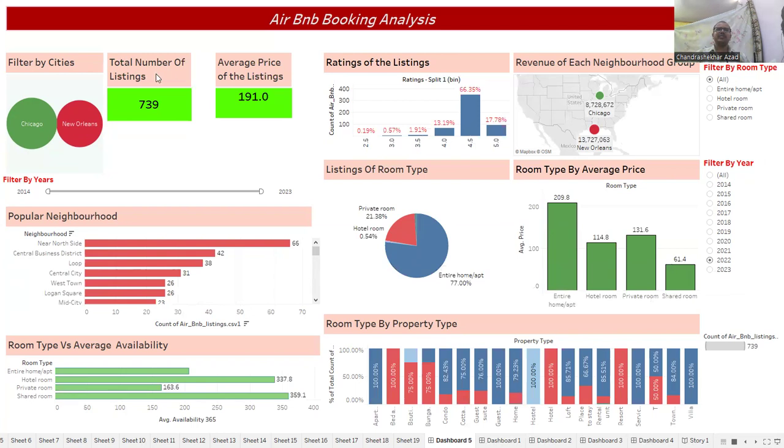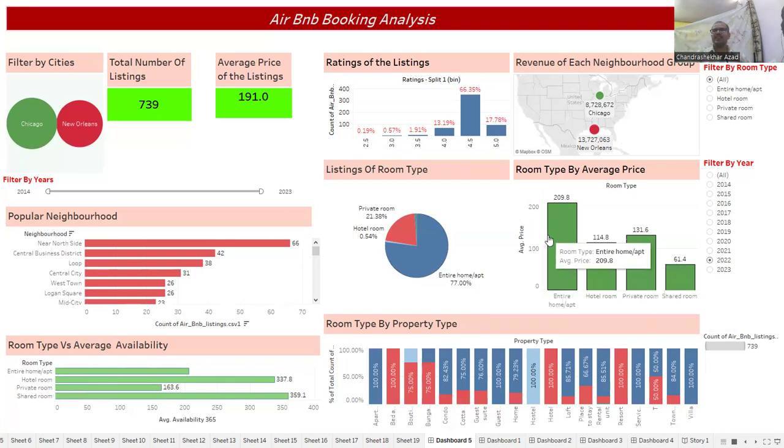If we talk about the year of 2022, the total number of listings here is 739. The average price decreases to 191. Here also New Orleans city contributes most of the revenue. Most popular neighborhoods are Near North Side and Central Business District Loop. Private rooms are 21.38%, while entire home apartment is 77%.